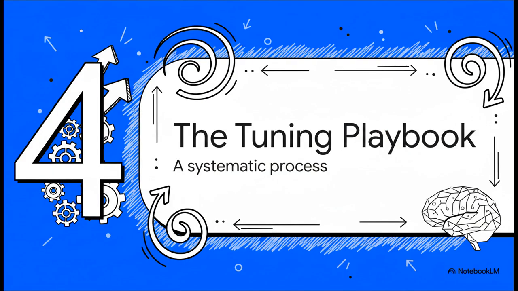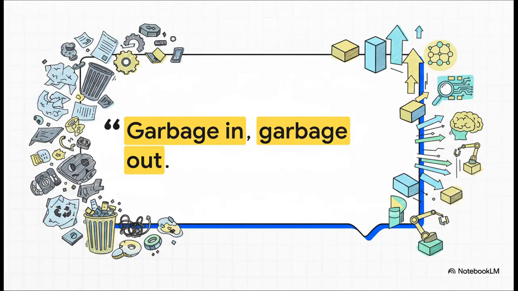Okay, so we've got our two powerful plays for handling data. Now, let's put it all together into a practical game plan. This is the tuning playbook, a systematic process for going from just an idea to a highly refined, powerful model. And the very first play in this book is by far the most important one. You've all heard this quote before, garbage in, garbage out. It is the absolute #1 truth in machine learning. None of these advanced techniques we've talked about will save you if your initial data isn't clean and reliable.